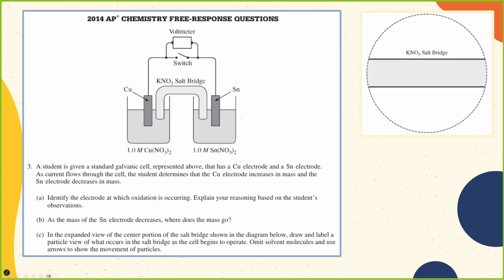The student is given the standard here, and has a copper electrode and a tin electrode. As current flows through the cell, the student determines that the copper electrode increases in mass and the tin electrode decreases in mass. Identify the electrode at which oxidation is occurring. Explain your reasoning based off of the student observations. So we want to know oxidation.